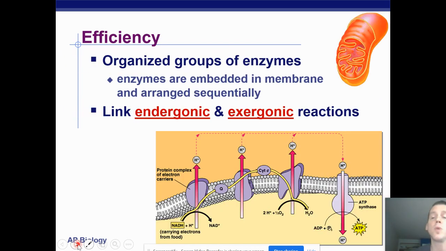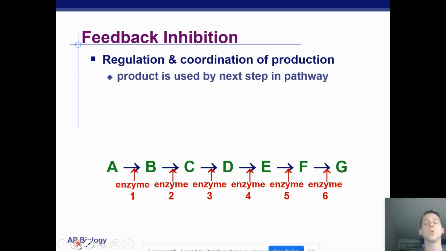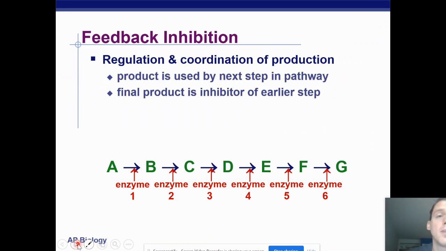One example of this that we will go over in cell respiration is in the mitochondria. In the mitochondria, we have these enzymes situated in the membrane for efficiency. These enzymes are in the correct order already. All right. And then we also regulate it by using feedback inhibition. So the product is used as the reactant in the next step of the pathway, and the final product can inhibit an early step.